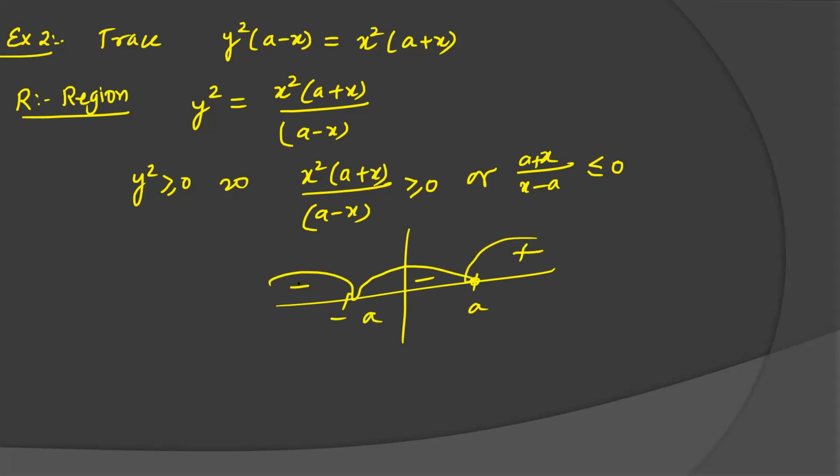Plus, minus, plus. Less than 0 means negative. So negative will be between minus a and a only, but at a, in the denominator, you cannot use a closed interval, while at minus a you can close the interval, because of the equality sign. So the domain of the curve is minus a to a only.